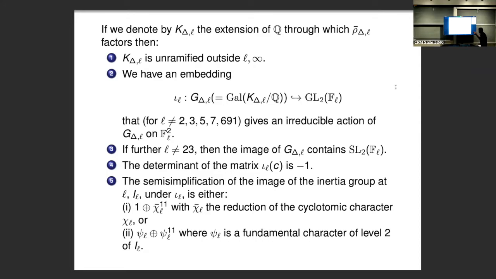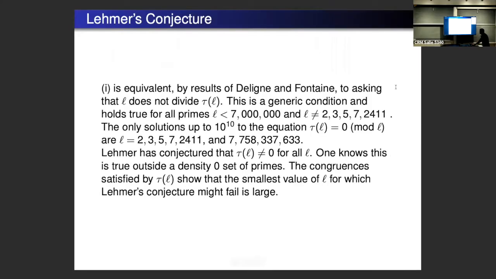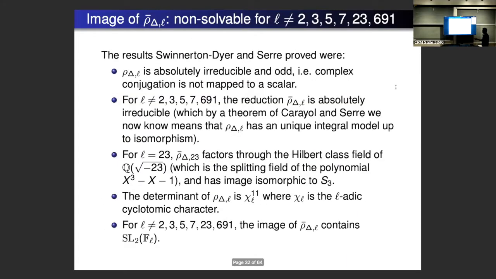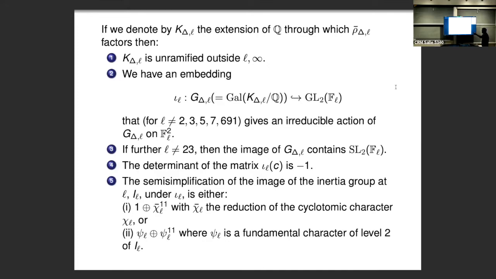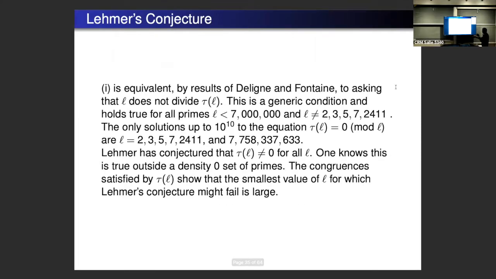In fact, Serre proposed to Fontaine these questions, whether he could analyze the mod L Galois representations, and the behavior at inertia at L is related to how tau L looks mod L, as I say in the next slide. So these two behaviors at inertia at L of the Galois representation rho delta L bar are related to how tau L behaves mod L. The first case, when it's a direct sum of the identity and the 11th power of the cyclotomic character, is equivalent by results of Deligne and Fontaine to saying that L does not divide tau L.